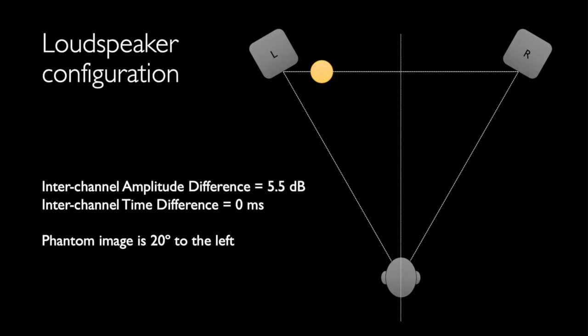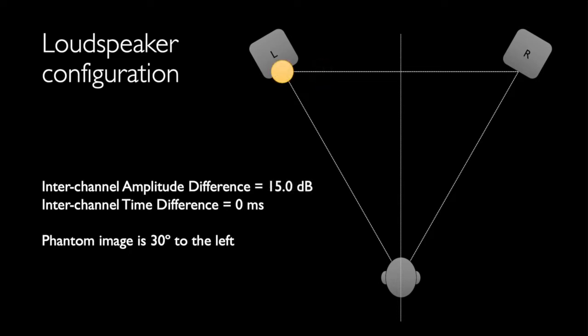Interchannel amplitude panning, 20 degrees left. The left channel is 5.5 decibels louder than the right channel, and they have an interchannel time difference of 0. The image should appear to be positioned 20 degrees to the left of center, or 2/3 of the distance from the center to the left loudspeaker.